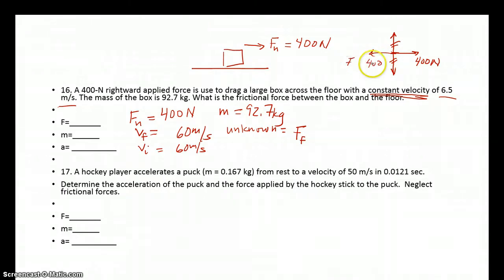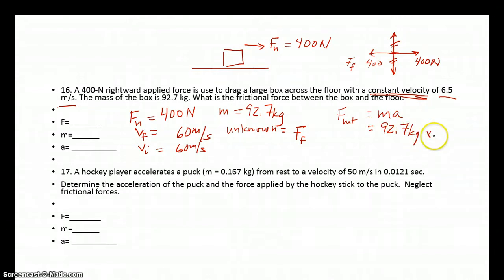But let's say I wanted to actually calculate that. I could calculate that by going, okay, I know that F net equals m times a. I do have m. So I have 92.7 kilograms.